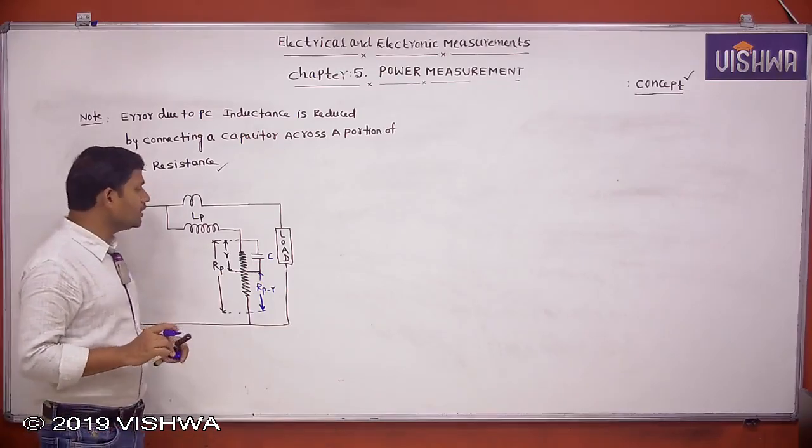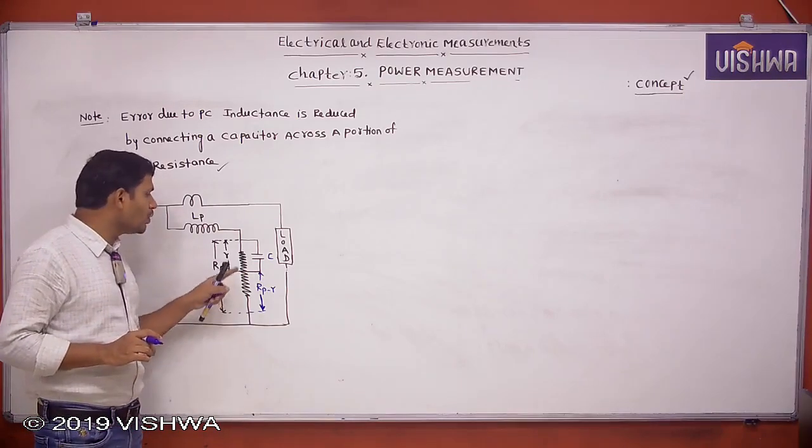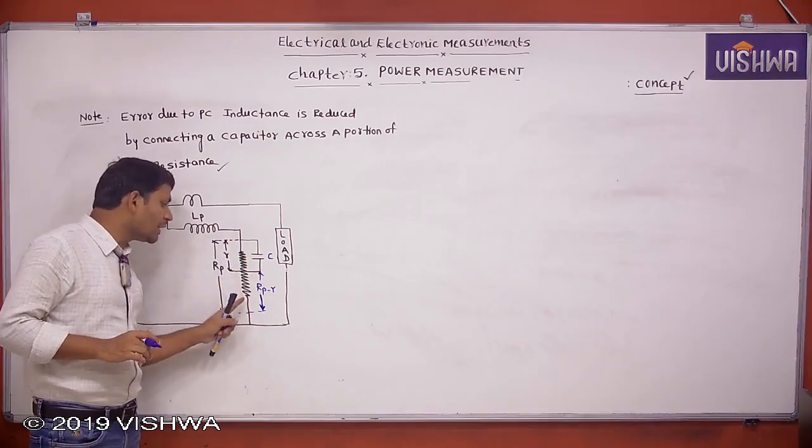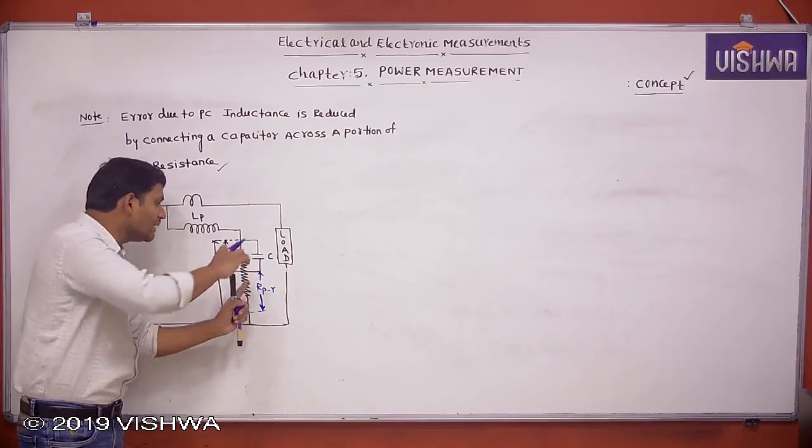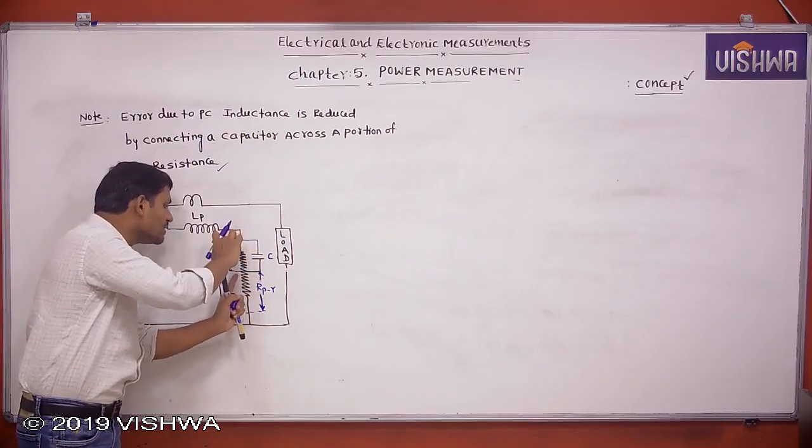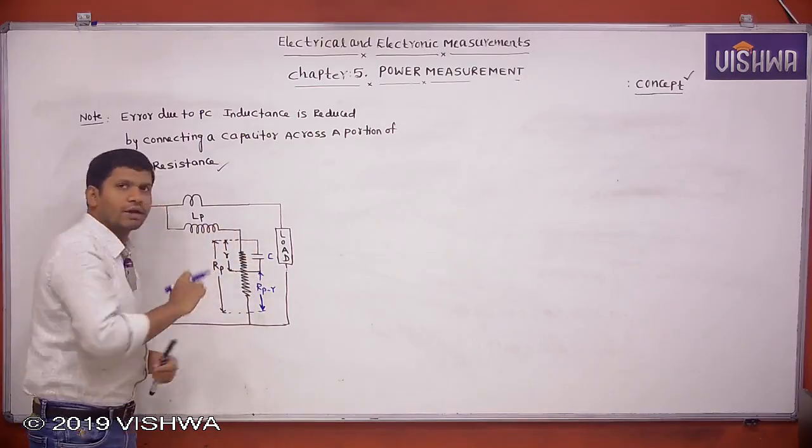Now we have one question, sir. Why only a portion of the resistance? Why not the total resistance? Why are you connecting a capacitor across only a portion of the resistance?